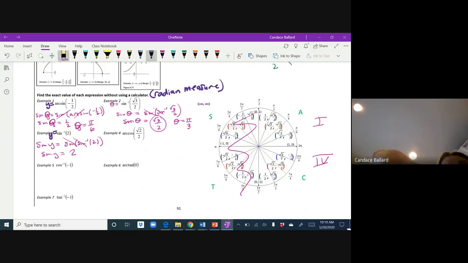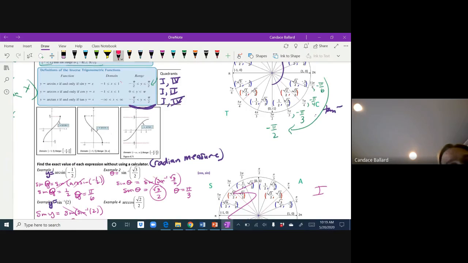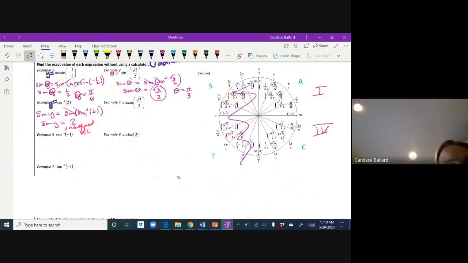That doesn't exist. Okay, so on this one, we would say that it's outside the domain, or we would say it's undefined. So this is undefined because it's outside the domain for sine. If you look at the domain for sine, it said that it had to be between -1 and 1.